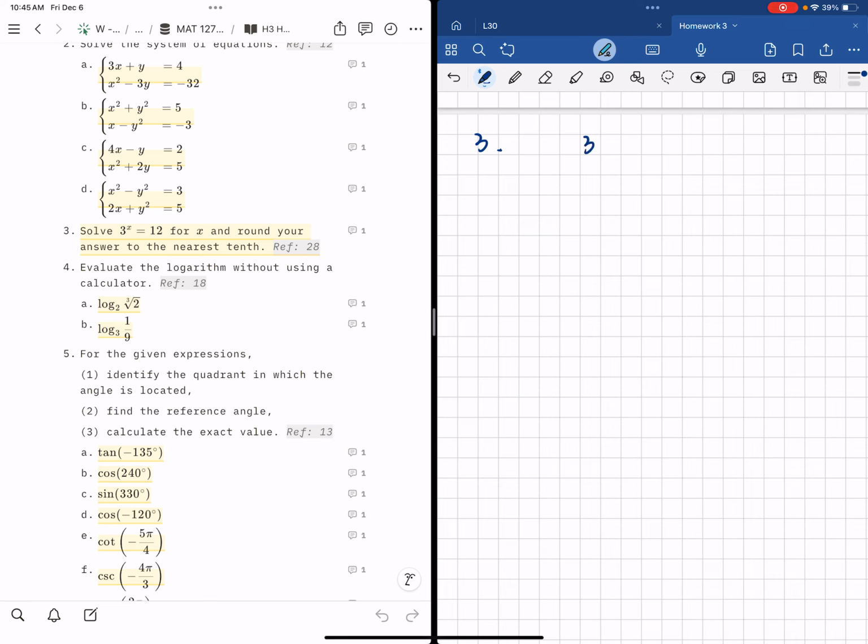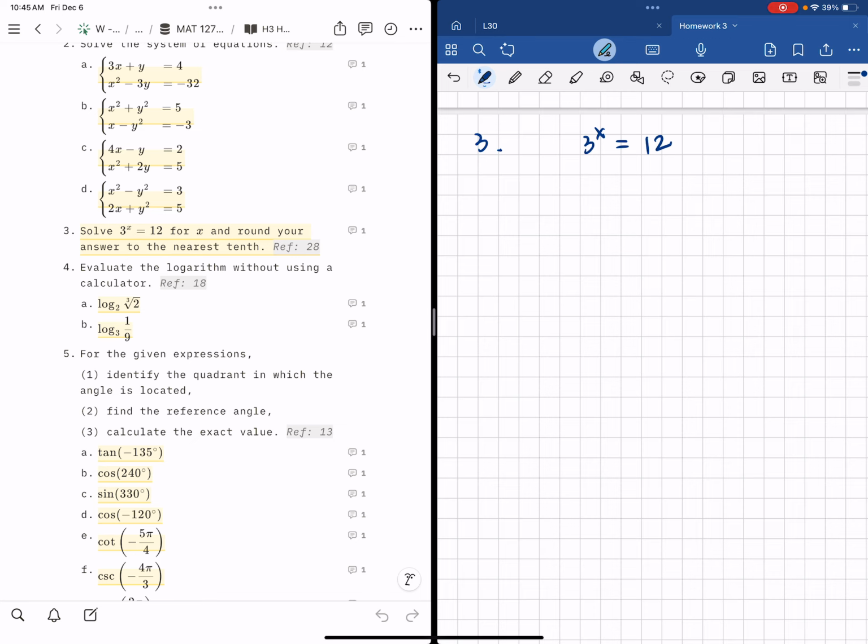Let's write down the equation. 3 to the x equals 12. And as you can see, this is an exponential equation. For the exponential equation, the methods that we talked about in class are just 2 of them. The first one is to rewrite both sides using the same base, right? For example, on the left-hand side, the base is 3. So we will try to write 12 as a power of 3. And as you know, it's not possible using what we know by hand. So that leads us to the second method.